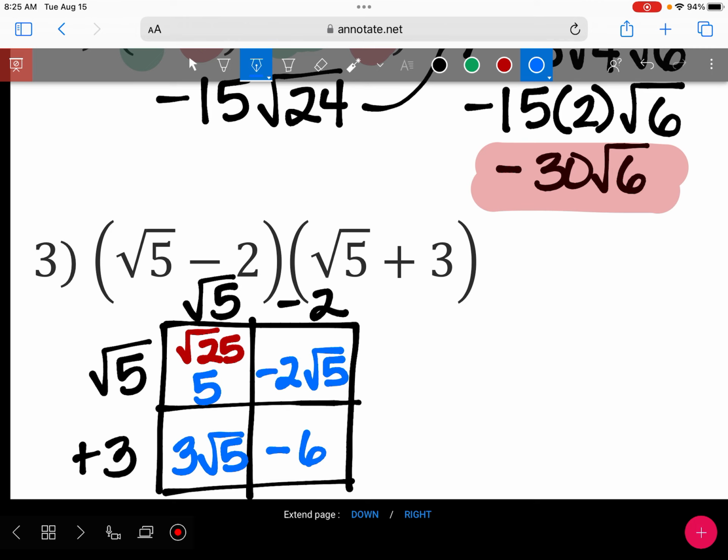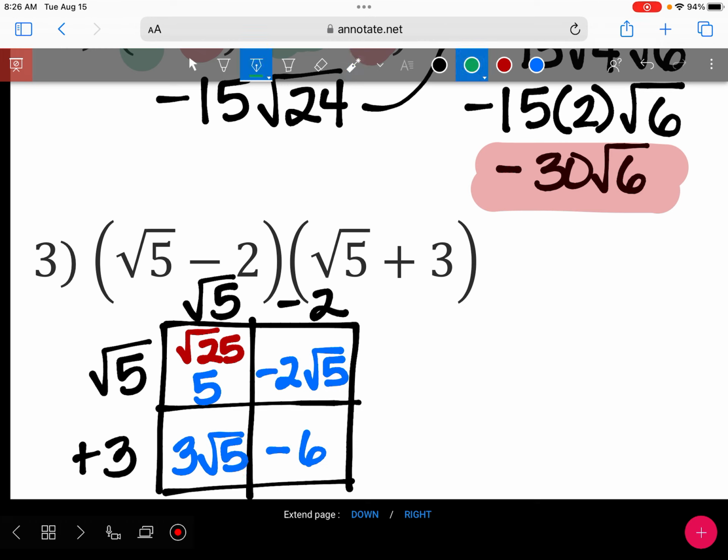You always check to make sure, can you simplify what's underneath the radical? And 5 cannot simplify any further. Now, in order for you to add these together, because we can add these together, these are like terms. The only way you can add is if you have the same number underneath the radical. So do you see how they both have a 5? That means I can add the coefficients together.